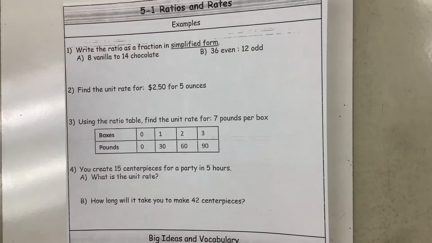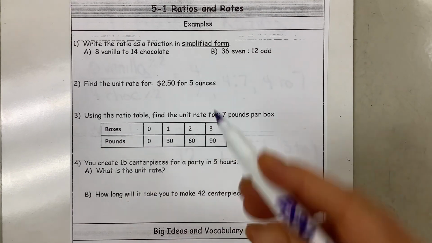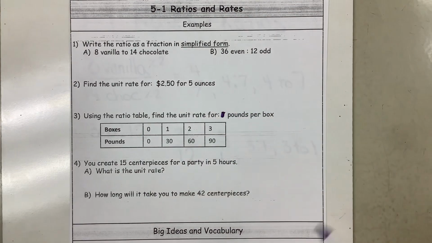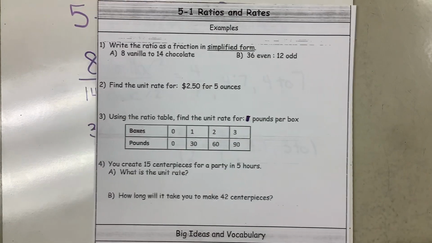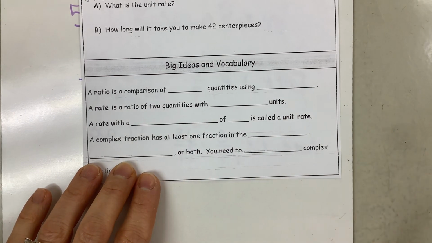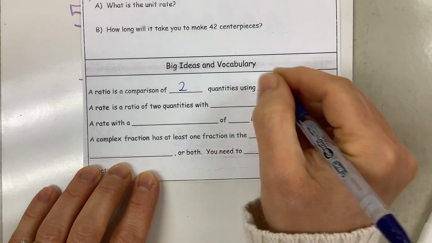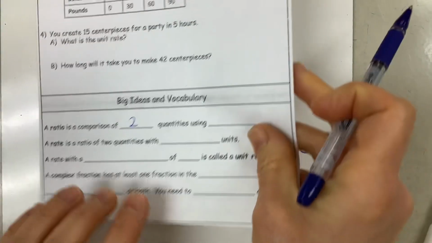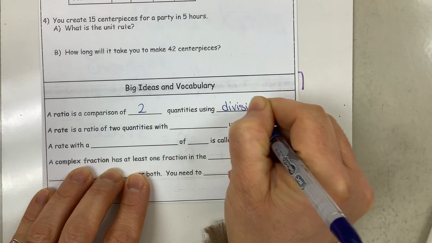All right, for the next one, using the ratio table. So this is a table. We're going to use this to find the unit rate, and it should not say 7, so please erase or get rid of that. Find the unit rate, pounds per box. So when you find a unit rate, let's jump down here for a minute. A ratio is going to be a comparison of 2 quantities. You can compare more, but you have to have at least 2. And because it is in fraction form, we know that we are using division, and that's why we set it up with the fraction bar.